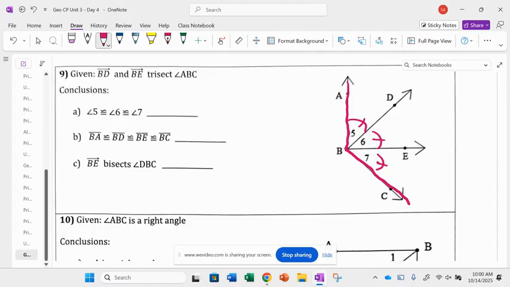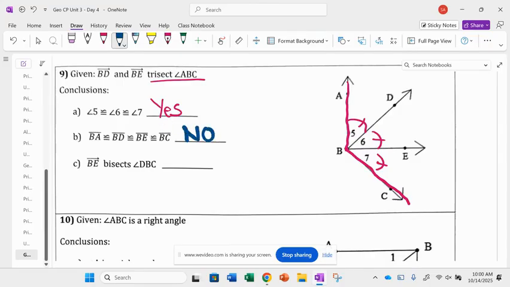So can we say angle 5 is congruent to angle 6 congruent to angle 7? Yes. Did it say anything about segments? No, it just said we trisected the angle. So I am not allowed to say that BA is equal to BD, which is equal to BE, which is equal to BC. That's wrong. So that's a no. Nothing about segments.